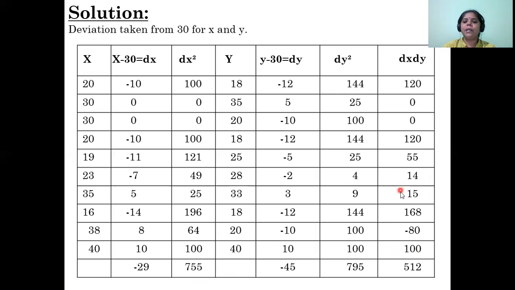So now you have to make the total of sigma dx, sigma dx square, sigma dy, sigma dy square and sigma dx dy. These 5 items we require for calculating the correlation coefficient under the assumed mean method. The same values we will put into the formula.